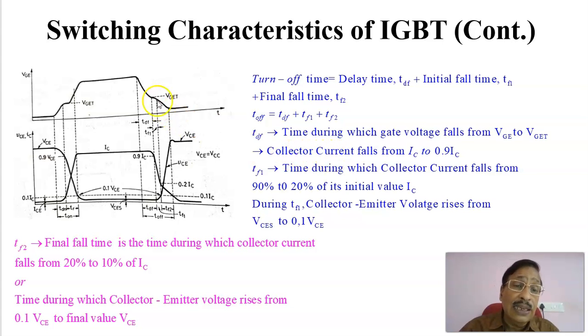Or, the same thing we can explain another way, regarding the collector current. The collector current falls from IC to 0.9 times IC. That is also how we can say the collector current is changing here, falling from IC to 0.9 times IC.